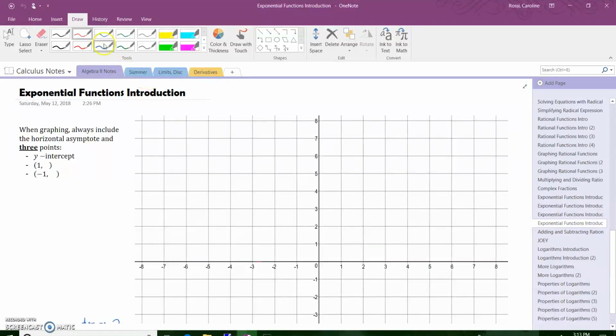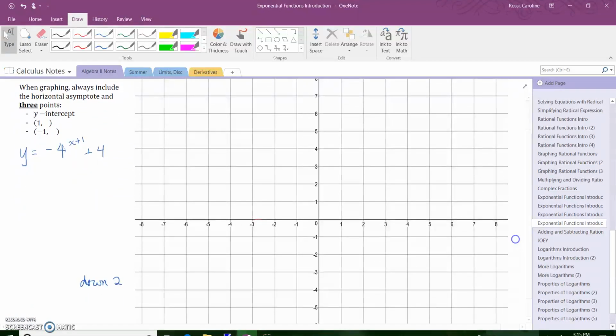Let's do one more, and this time let's do y equals negative 4 to the x plus 1 plus 4. Oh my goodness, there's a lot going on here. One thing you should notice right away is that negative right there is a reflection, obviously. The way that this is a reflection is this is going to reflect over the x-axis because it's out front. This is going to be moving left 1, and this is going to be moving up 4.